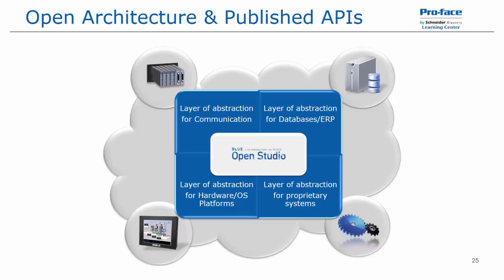The Blue Open Studio software is modular or compartmentalized, where all of the components are flexible and can be changed or modified without the rest of the application being affected. This is where the layer of abstraction comes into play. For example, in the diagram, you see that at the core of it is the Blue Open Studio, which represents the tag database. That is the core of an application, of its operation. And we have several layers of abstraction.